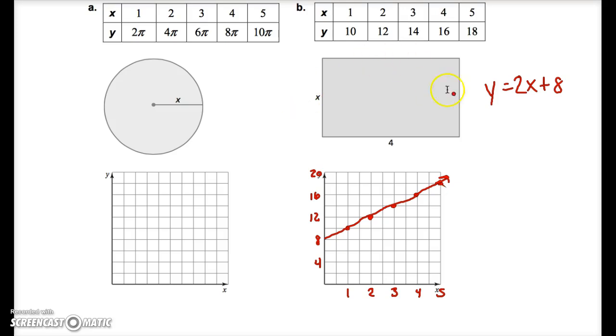Okay. Now they ask us, what do the x and y represent? Well, x, it shows in the picture right here. That's going to be the width of the rectangle. And then y is going to represent the perimeter, the distance around that rectangle.